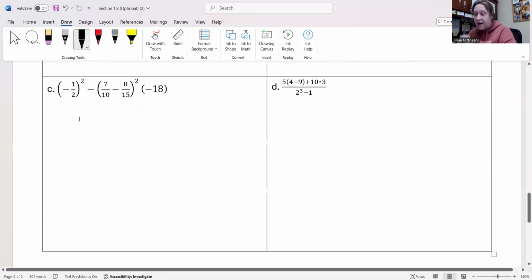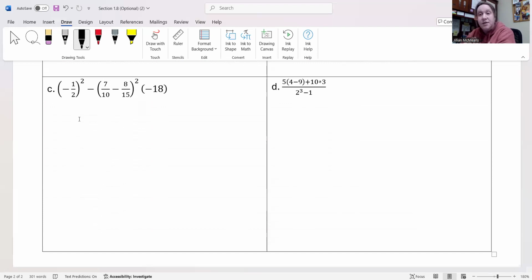So part C already, most of us are going, oh man, because it's got fractions in it. Fractions are not necessarily difficult, but they are a lot of extra work. So let's go through the order of operations. Remember PEMDAS.